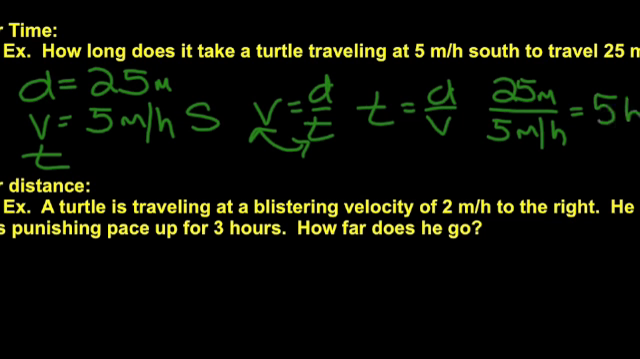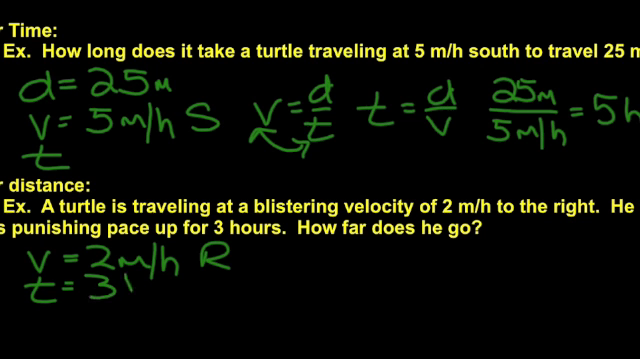If we wanted to solve a velocity problem for distance, that's the next kind of problem we're going to do. A turtle is traveling at a blistering velocity of 2 meters per hour. So velocity equals 2 meters per hour to the right. He keeps this punishing pace up for 3 hours. So time equals 3 hours. How far does he go?